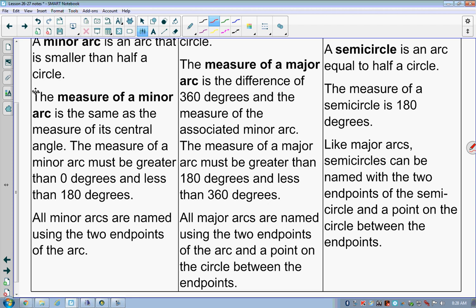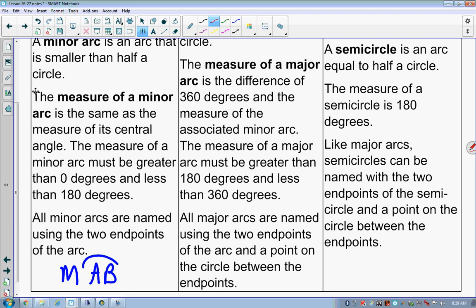All major arcs are named using the two endpoints of the arc and a point on the circle between those two endpoints. So you'll be able to see based upon labeling if they're talking about a major arc or a minor arc, because here we'd say, what is the measure of arc AB? I know by how that's written, because they're only including 2 points, that this has to be a minor arc, correct? Okay.